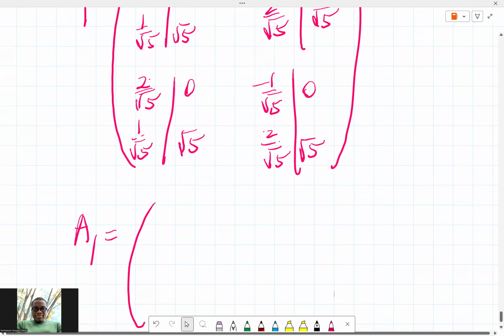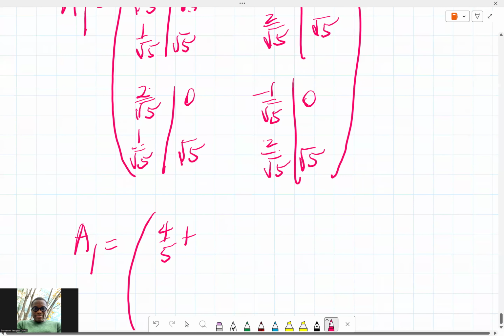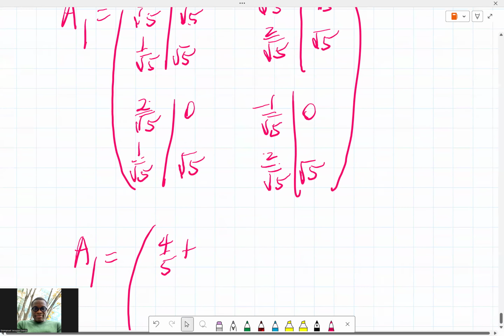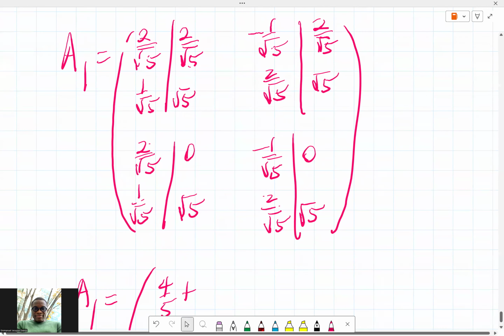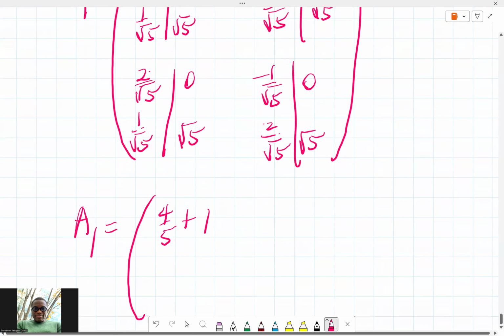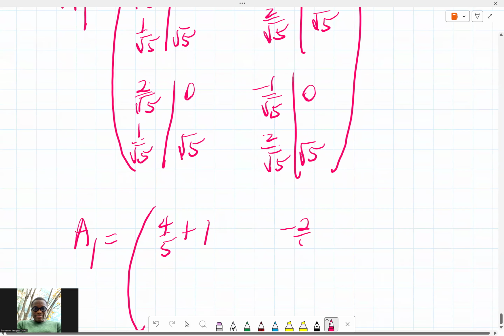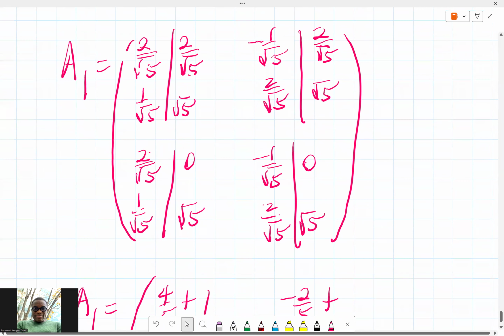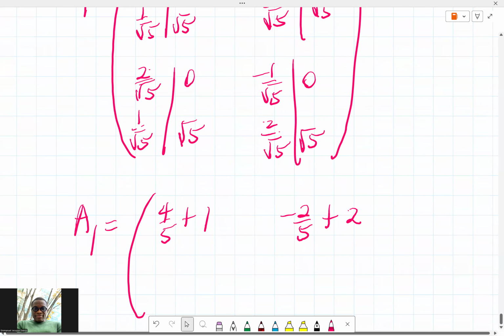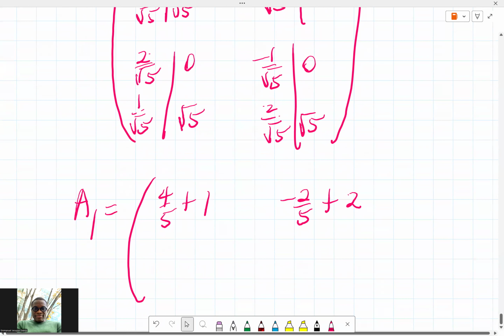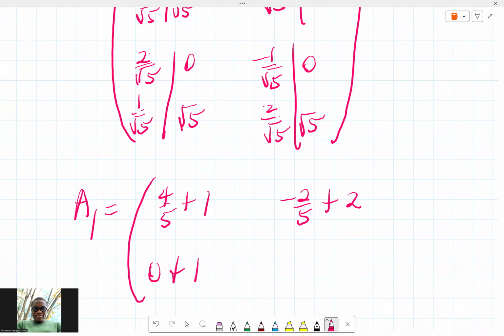So this is that up there. We have 4 over 5 plus 1 over root 5 times root 5. Root 5 just cancels out. So we have 1 over 5 plus 1. Then the other side we have minus 2 over 5 plus root 5 cancels out. So we have just 2. Then down here we have 0 plus 1 again, because 1 over root 5 times root 5, root 5 cancels out. Then at the other side, minus 1 over root 5 times 0, that is just 0 plus 2.